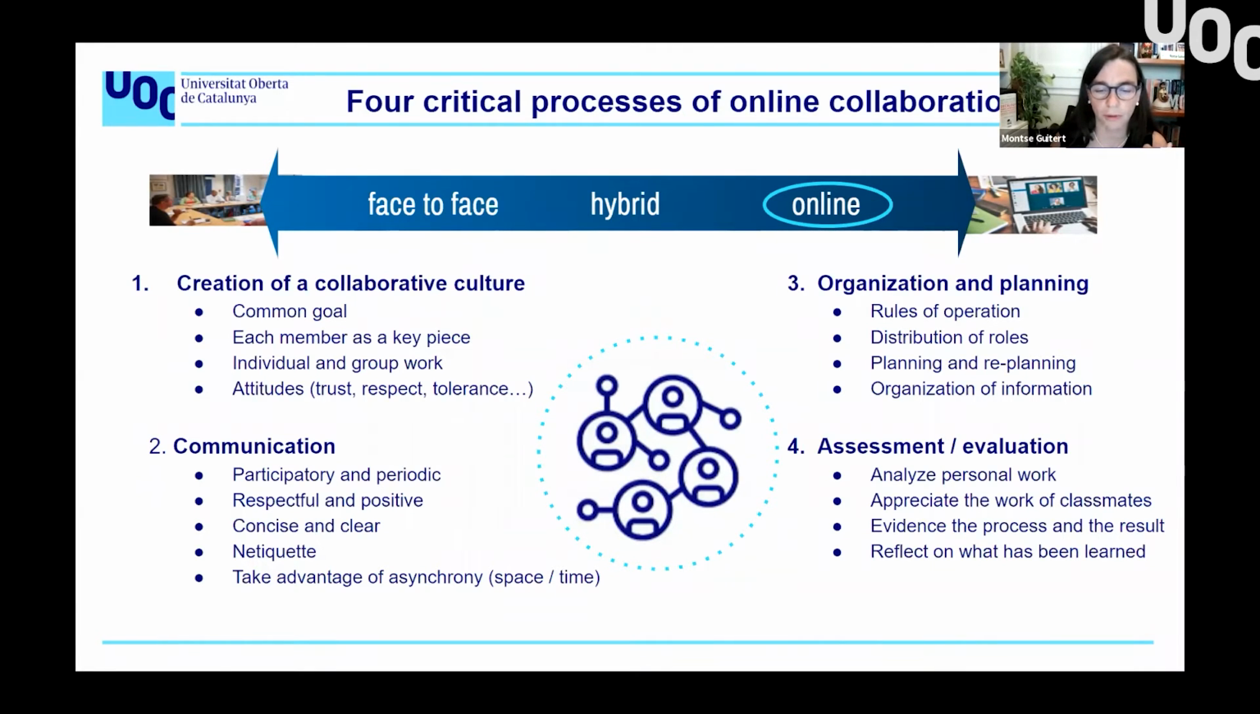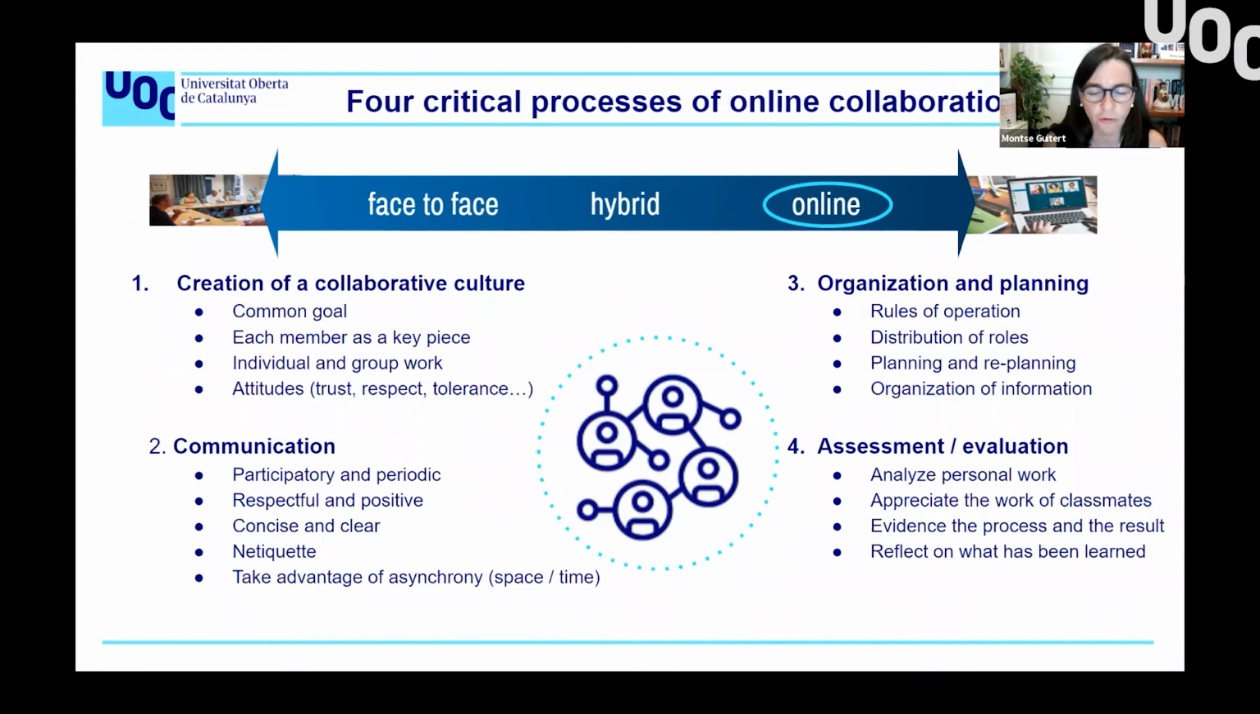When we talk about collaboration, research has shown there are 4 critical processes. Critical because you need to know these processes. The first one is the creation of a collaborative culture. Each member has to clearly understand that they work for a common goal. Each member is a key piece. Each member needs to develop individual and group work, and they need to show attitudes such as trust, respect, tolerance, and so on.